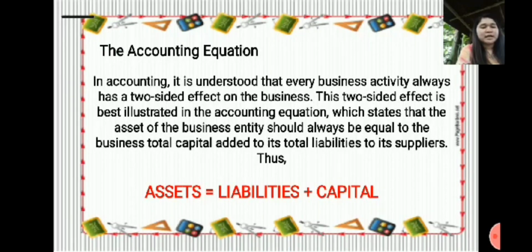So, assets. Assets are the present economic resources controlled by the entity. These are the economic resources belonging to a business. Then the liabilities. Liabilities are the debts owed by the firm or the present obligations of the entity. And then lastly is the capital. It is the value of the investment in the business by the owner.